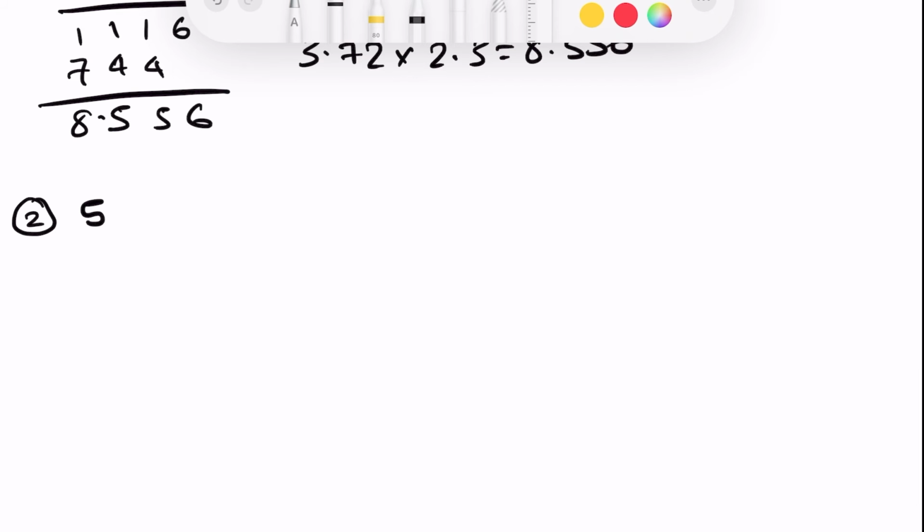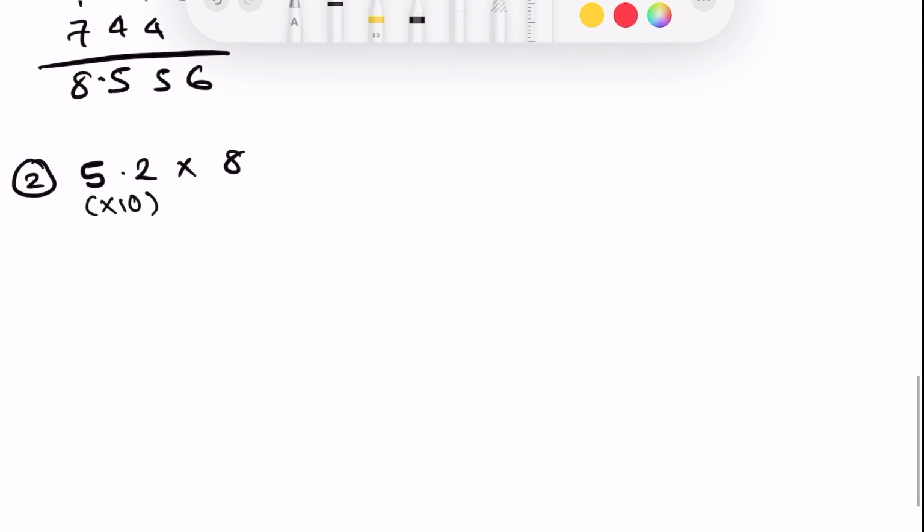Okay. So if we look at 5.2 times 8 together, 8 is already a whole number, and I can just make 5.2 into 52 by multiplying by 10, right? So then I can say 52 multiplied by 8. 8 times 2 is 16, 1 on top. 8 times 5 is 40, plus 1 is 41.